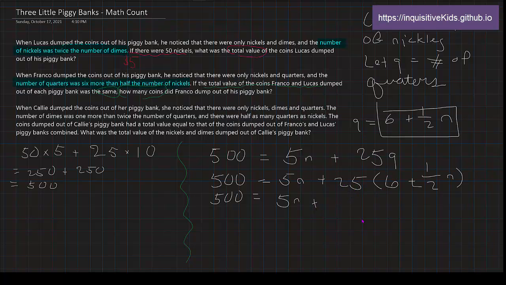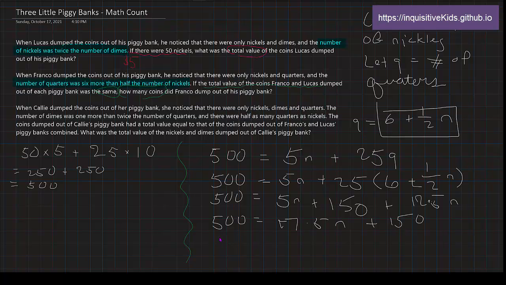So 25 times 6 is 150, and 25 times 1/2 of n would be 12.5n. Now we combine like terms. So first let's do the n's. That would be 17.5n plus 150, and we can subtract 150 on both sides.